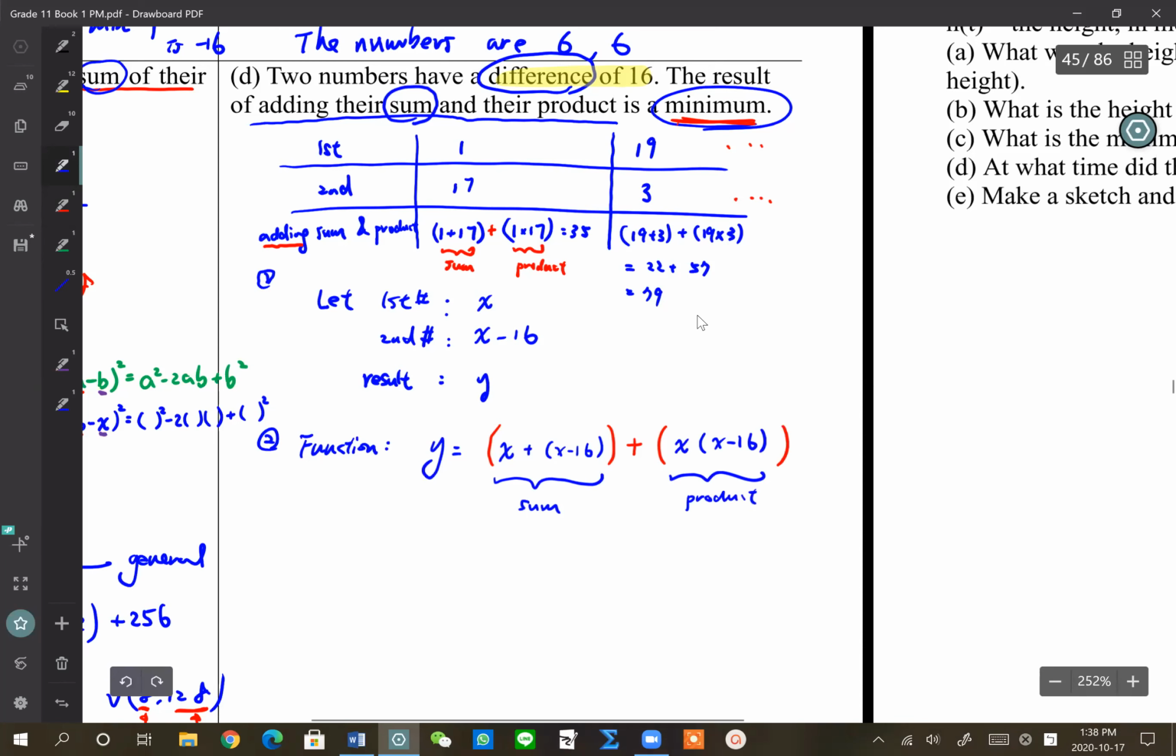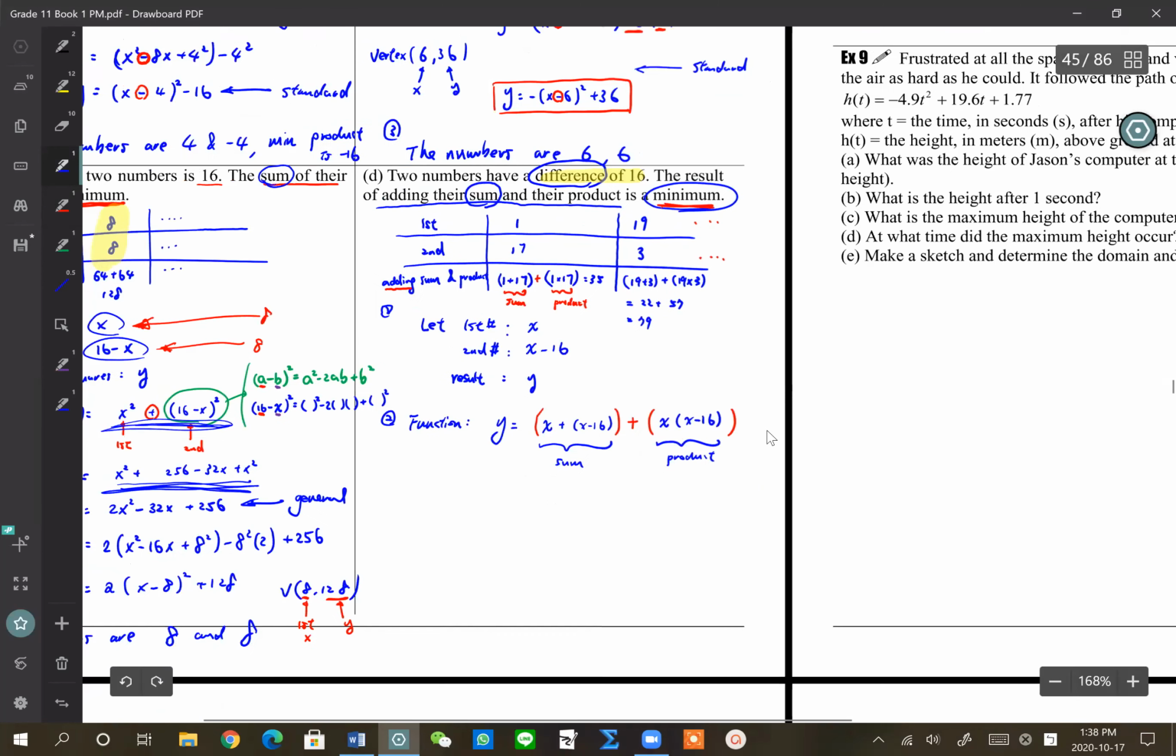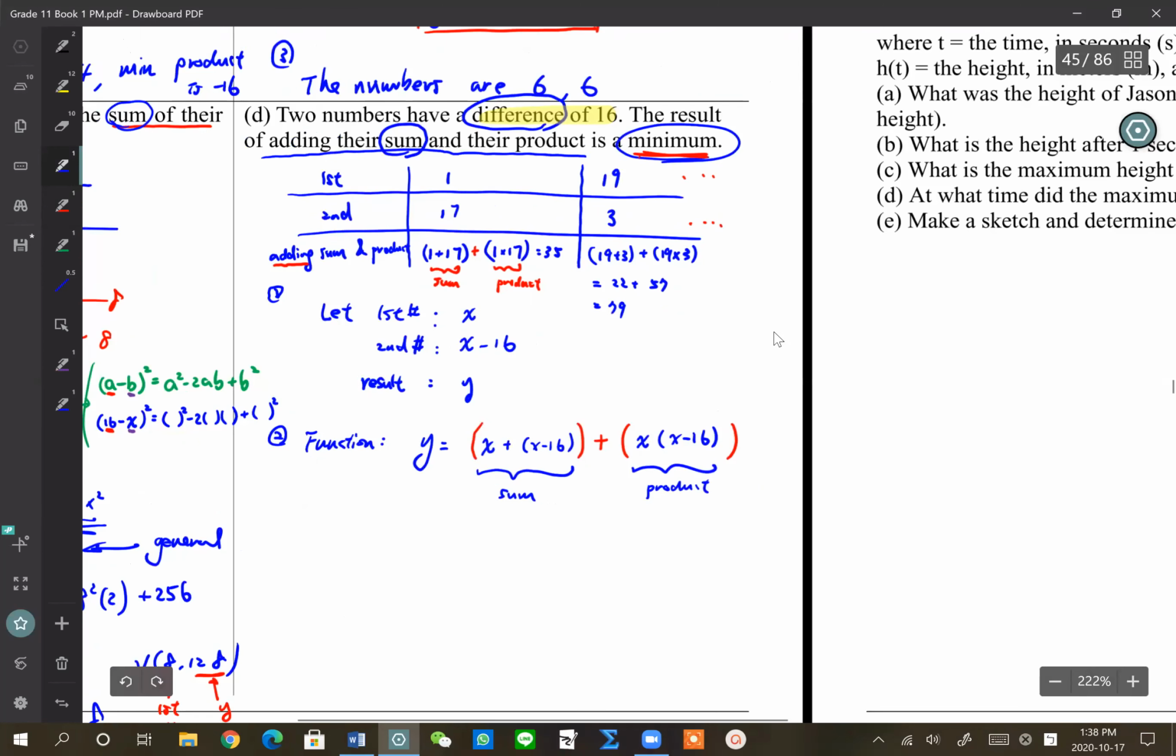Any questions so far? Okay, can you raise your hand if you understand up to here, the setup? Okay, that we are just following the word problem, right? Following the sentence that they gave us. Adding the sum with the product. Okay, Ivy and Waylon, any questions? Nope. Okay, you can raise your hand, okay?